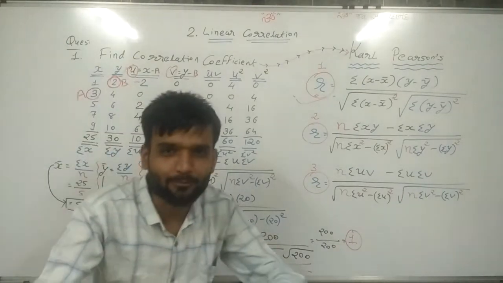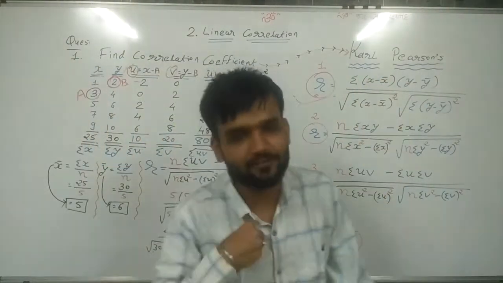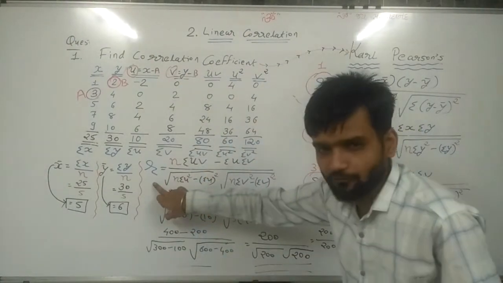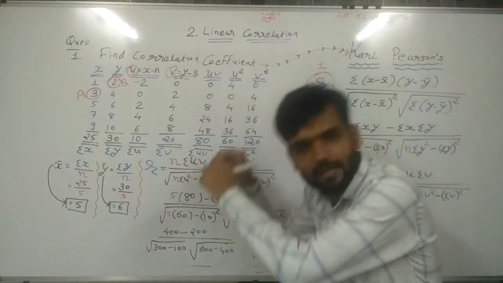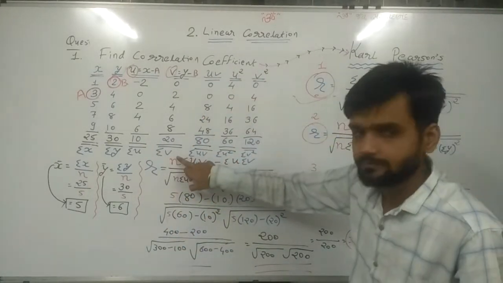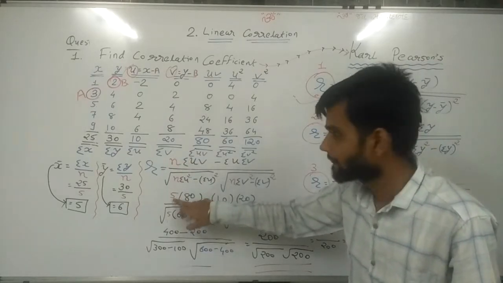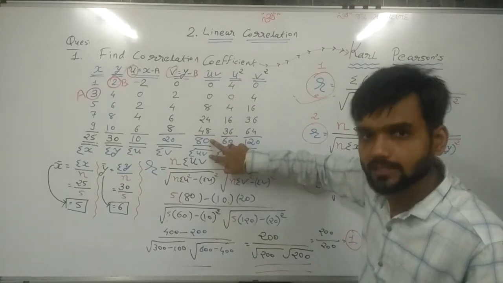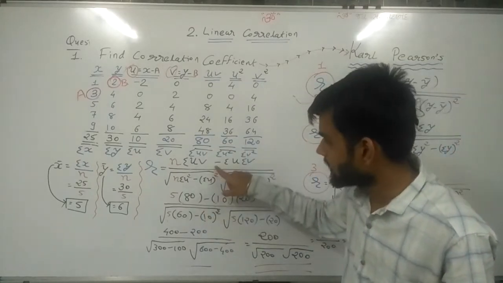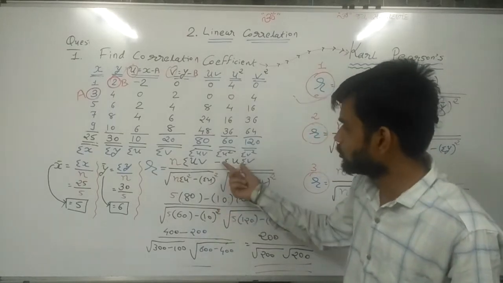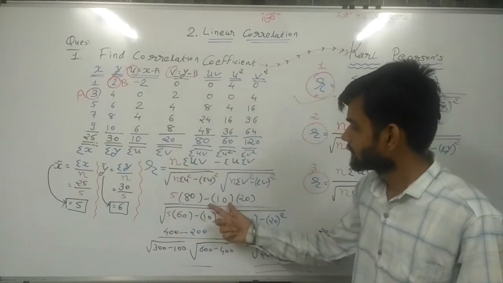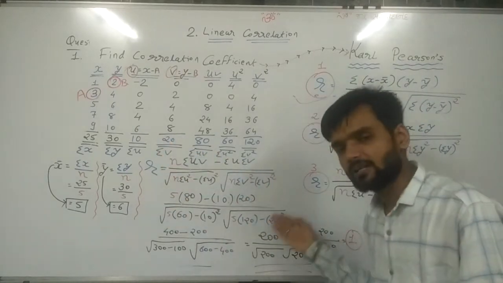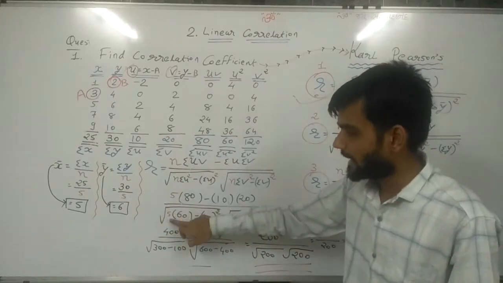Now my sum is very easy because I found all the things. Now in the formula we are replacing all the values. 5 sigma uv. Here sigma uv is 80, total of uv is 80. So 80 minus, as it is, sigma u. Here sigma u is 10, so 10. Sigma v is 20, then 20. Divide by first under root n 5 sigma u square.